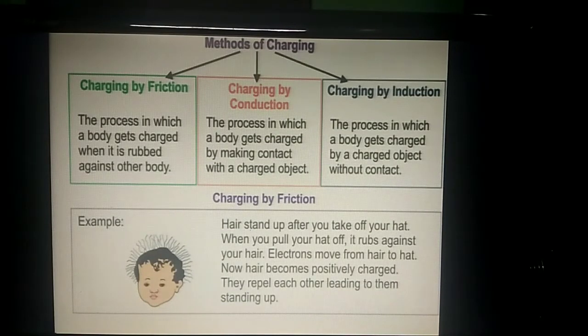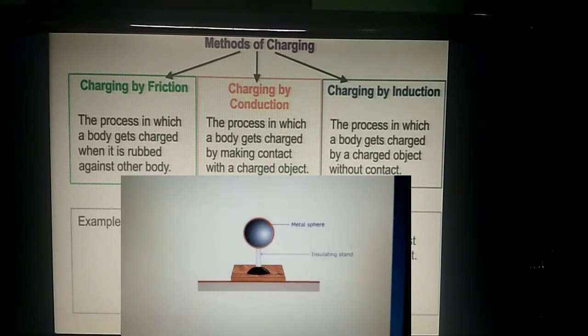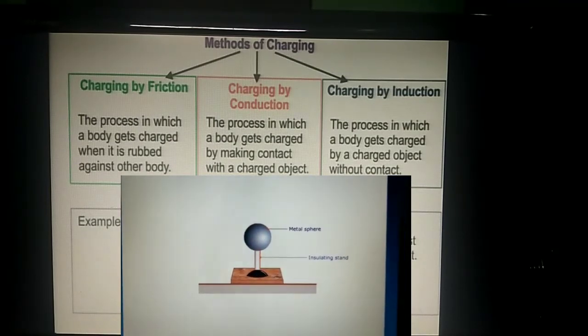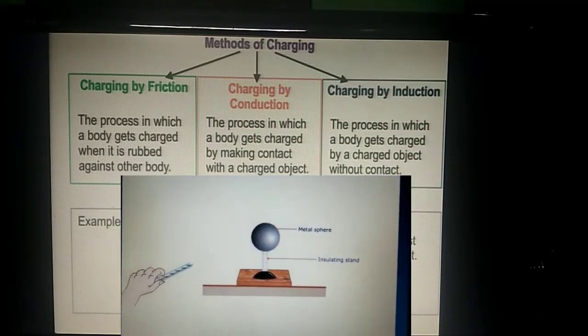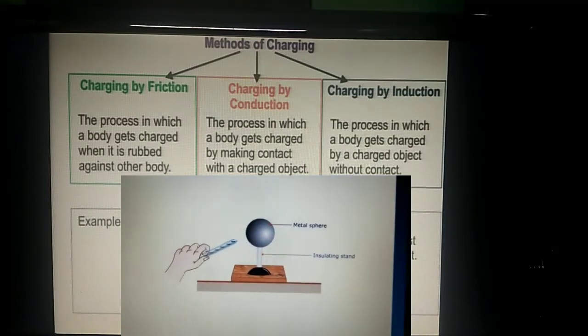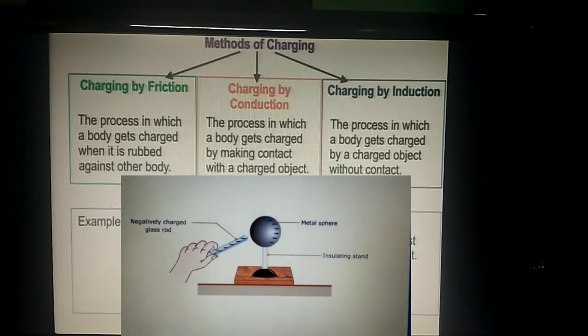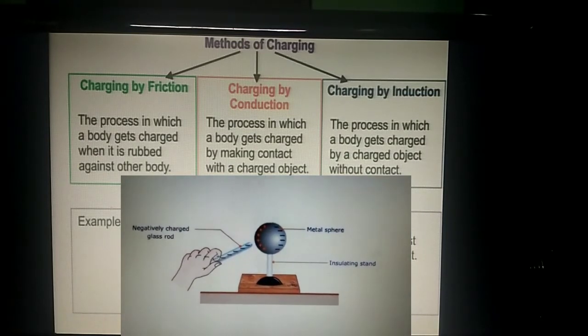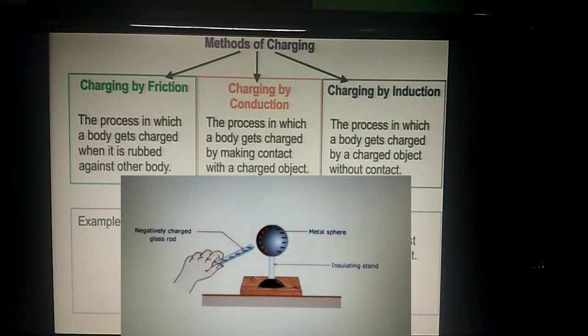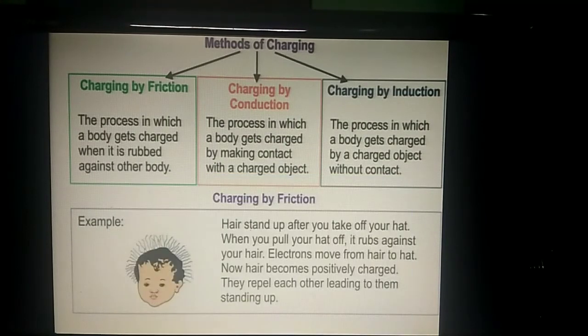The next method is charging by conduction, and another is charging by induction. In charging by conduction, the body gets charged by making contact, physical touch, of an electrified object with the other object. And charging by induction is the process in which the body gets charged.